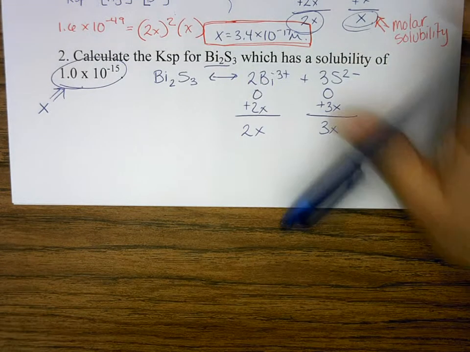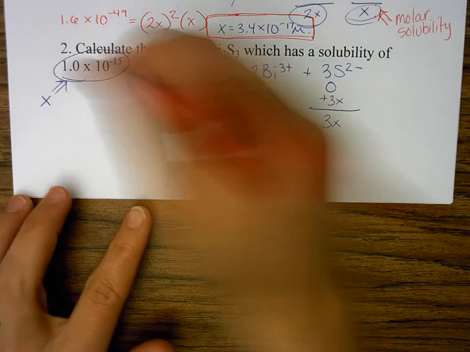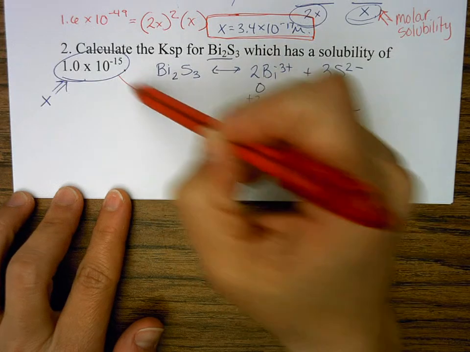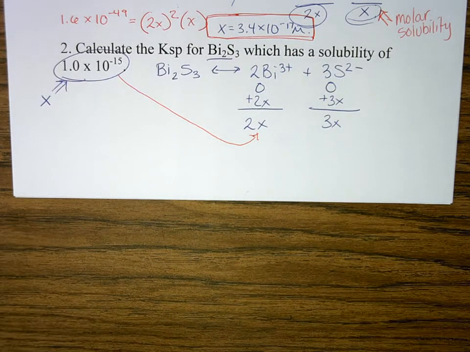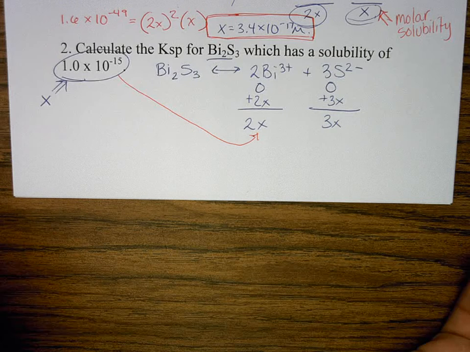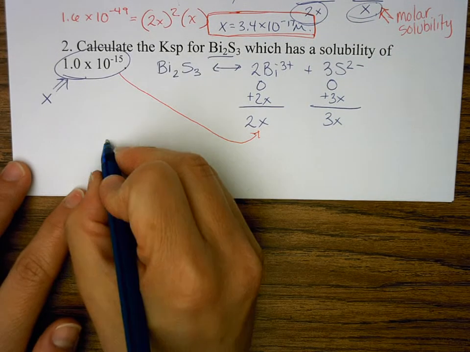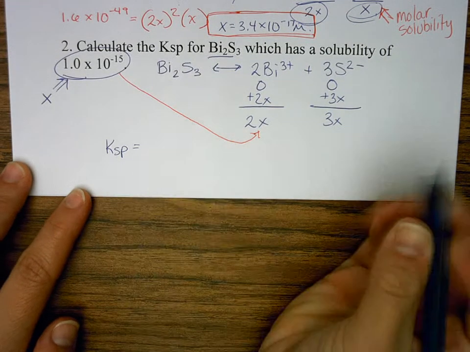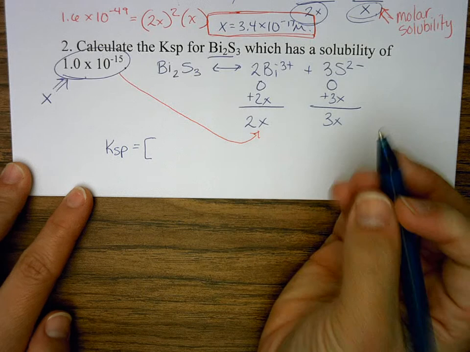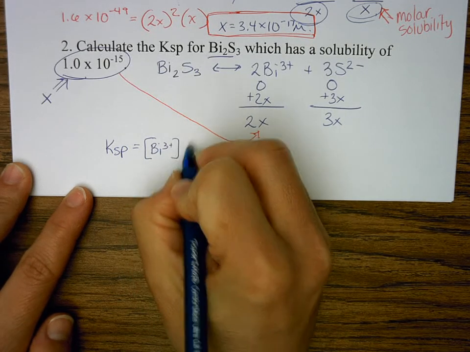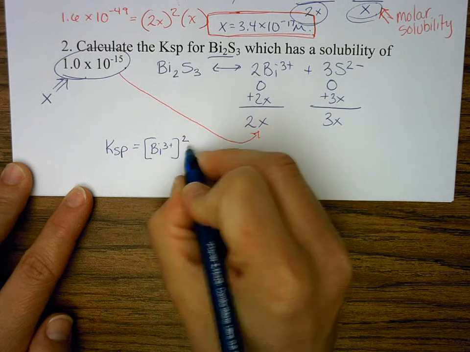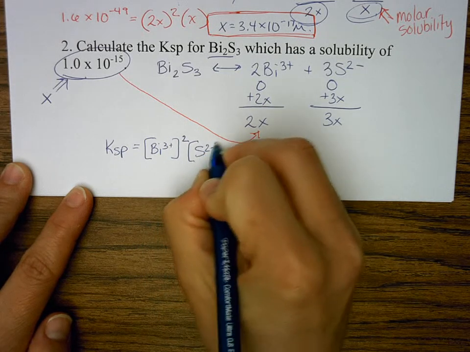all I have to do is take whatever the solubility is that they give me and plug that number in for each one of these x values, and then I can solve for Ksp. So molar solubility or solubility of a compound is just equal to x in the ICE table. So I'm looking to solve for Ksp. Now writing out that expression, I've got bismuth, that's going to be squared. And then sulfide ions are going to be cubed.